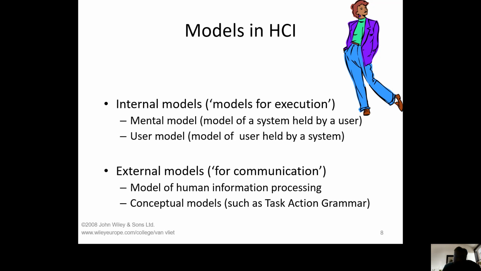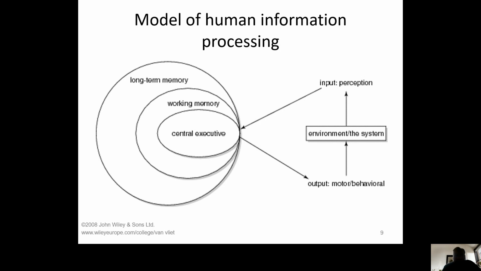But external model is model of human information processing. So how does human process information? This is more of a conceptual model. We also call this one task action grammar. So I'm going to show you this one. This is how, for example, human information processing works, right?